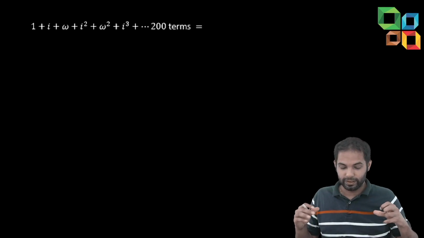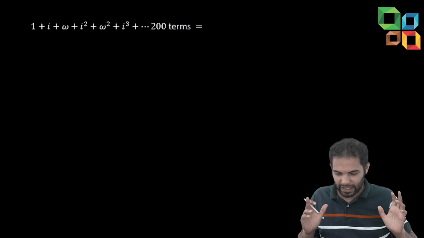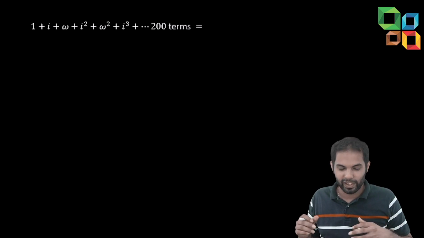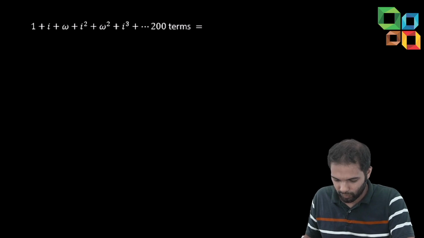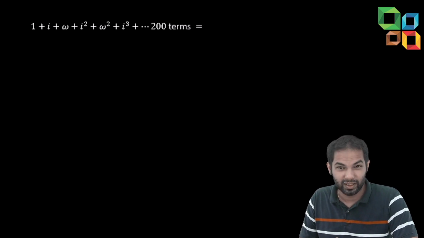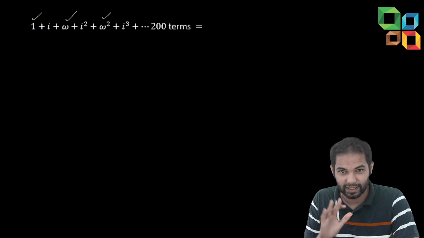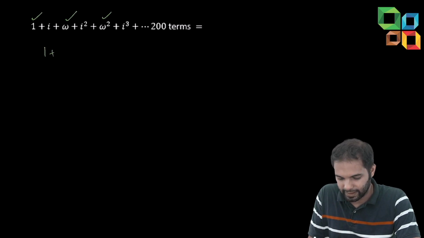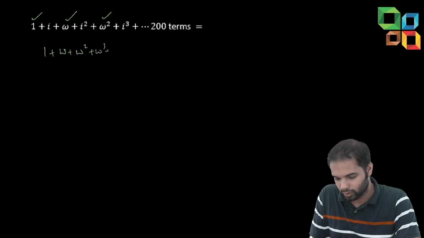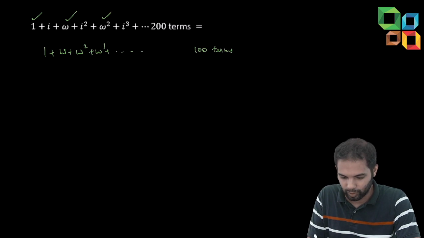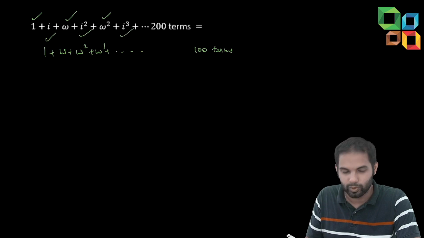Okay, we have to try to find the summation. Now we have i and i powers. We have omega and omega powers. Let me try to figure out what the terms are. First I have 1, then I have omega, omega square, alternate terms. So if I write the alternate terms separately, 1 plus omega plus omega square, omega cube, and so on. This will go up to 100 terms. The rest of the 100 terms should be i, i square, i cube, and so on.